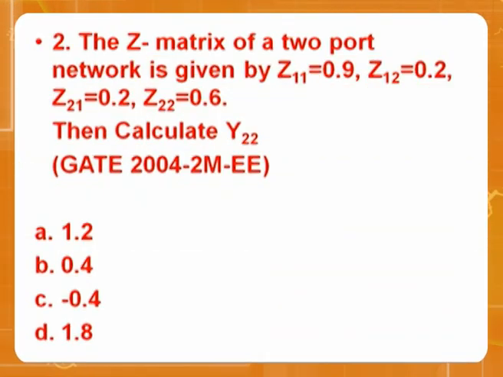Let's go to question number 2. The Z matrix of two-port parameters is given. Z11 is 0.9, Z12 is 0.2, Z21 is 0.2, and Z22 is 0.6. Then calculate Y22. He is indirectly asking for conversion of parameters. That too, this conversion is basically within the pair. When it is within the pair, you can just say inverse.